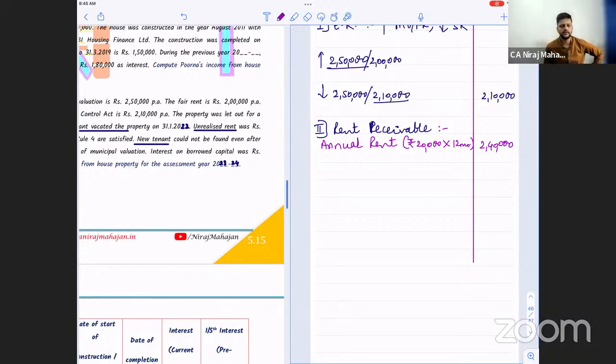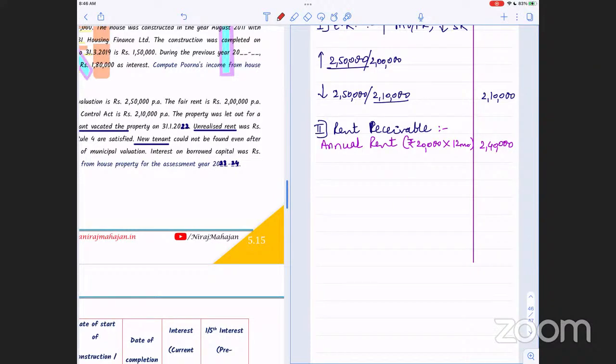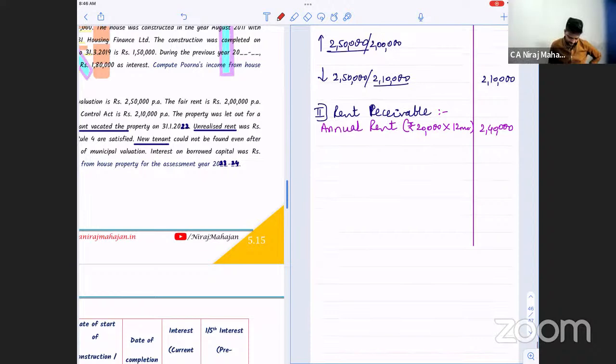Right now, who is bigger, 1 or 2? Step number 2 is bigger than step number 1. Correct? What is the regular law of GAV? Whichever is higher. But first, what am I going to reduce? As per sequence, what do we reduce first? Vacancy loss or unrealized rent? Unrealized rent. We first reduce unrealized rent. Very good.